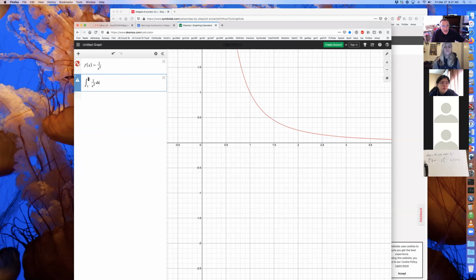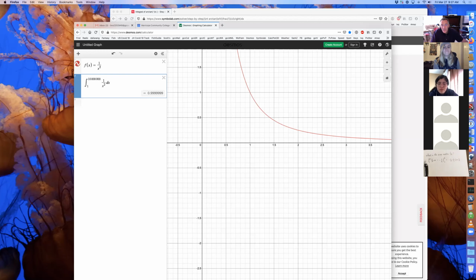If I go to a big number, it knows how to find it. What if I go to 10,000? It's looking like it's about 1. What if I just keep going bigger and bigger? Eventually, Desmos runs out of decimal places and doesn't know what to do. But right before it runs out, it suggests that if I keep making the upper limit bigger and bigger, then the area is getting closer and closer to 1. And we would say the area is 1.